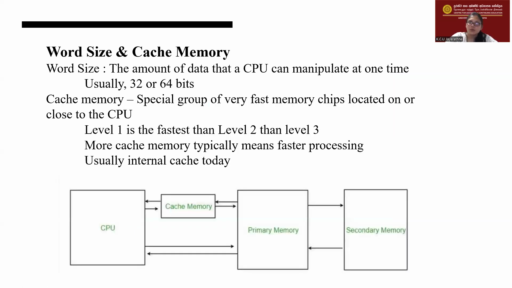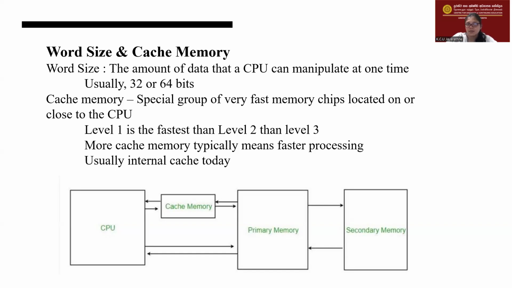So let's move into the word size and cache memory. What is this word size and cache memory? Word size is the amount of data that a CPU can manipulate at one time. Usually it can be 32 bits or 64 bits.